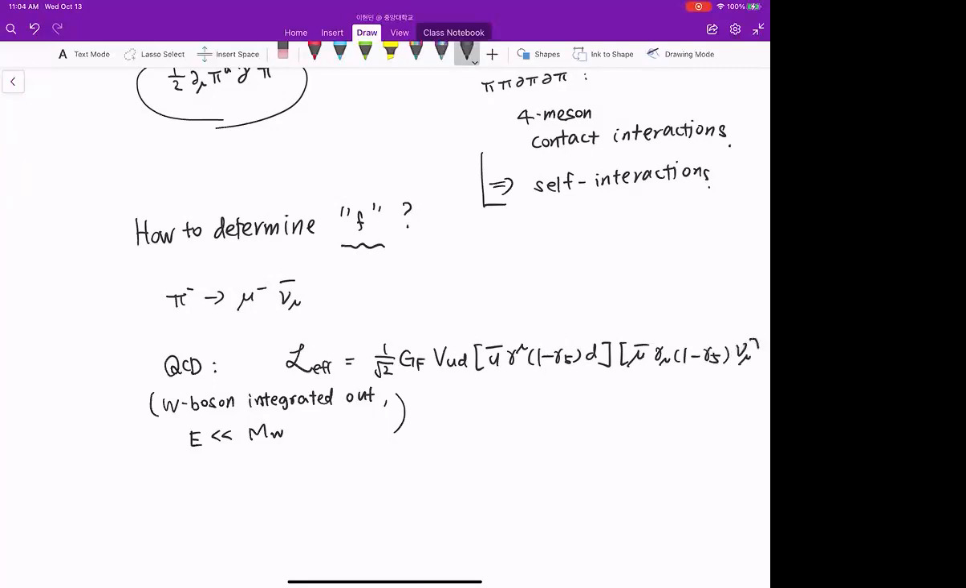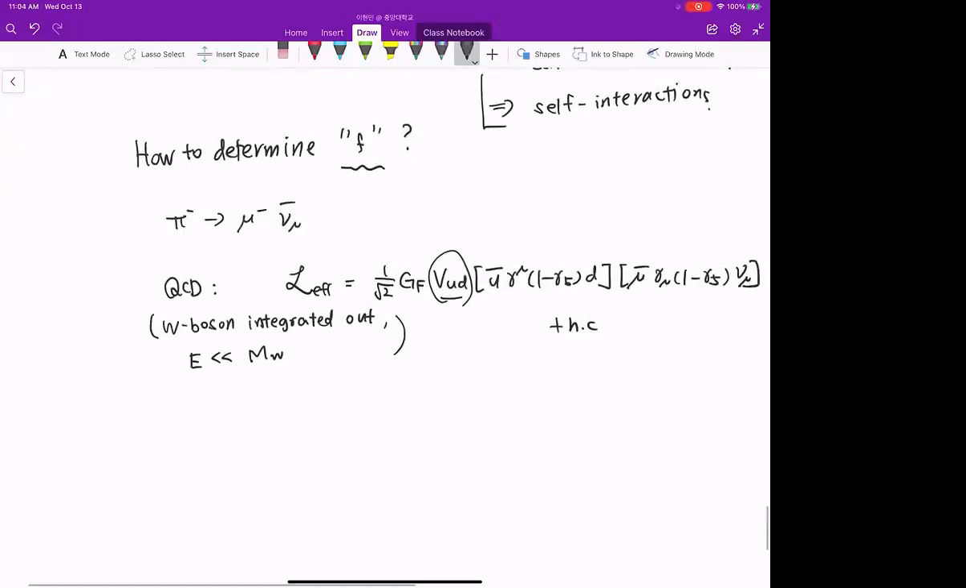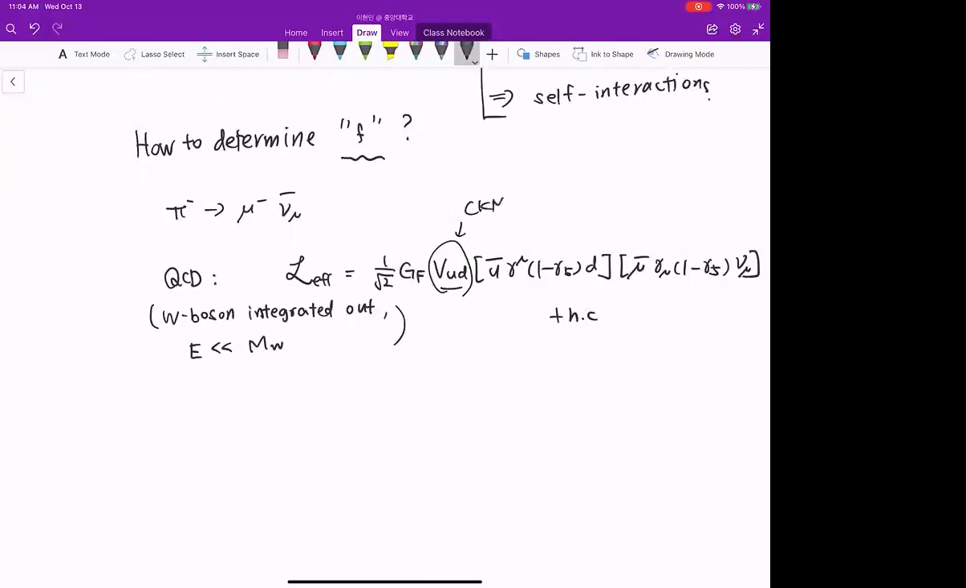And plus summation conjugate. So here, this is the U V_UD. U V_UD is the CKM matrix, so this is the CKM matrix. So Cabibbo angle. So this is the Cabibbo angle dependence. If the Cabibbo angle equals zero, then this V_UD equals zero in the absence of the Cabibbo angle. In any case, this is due to the quark mixing.